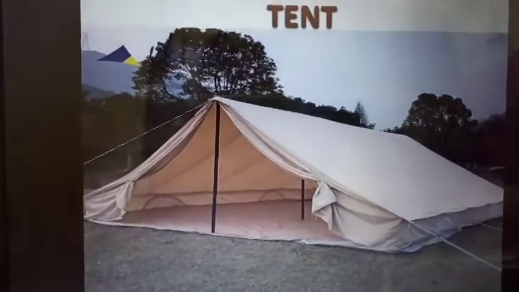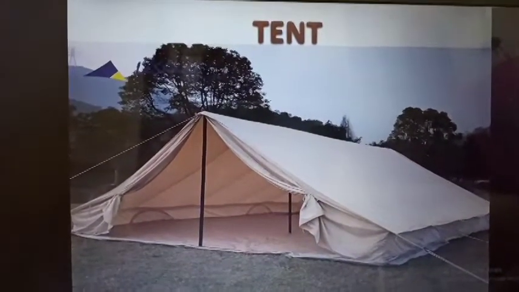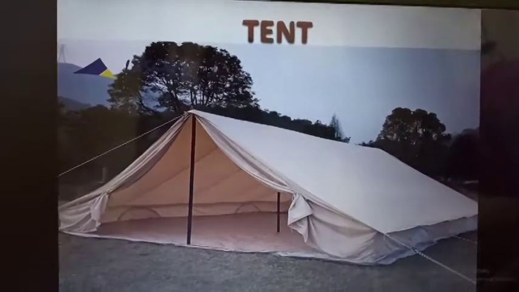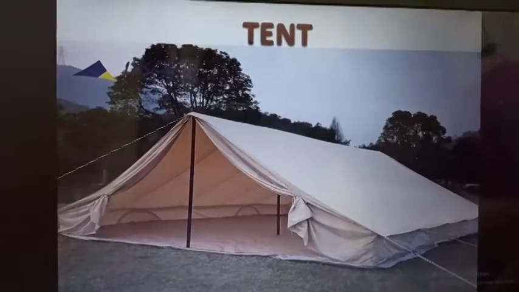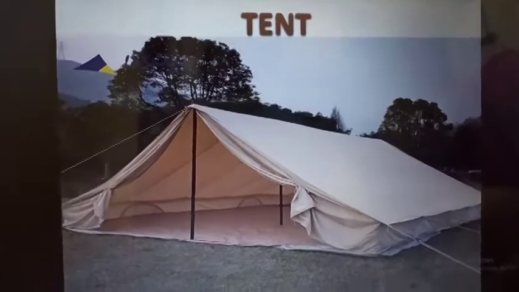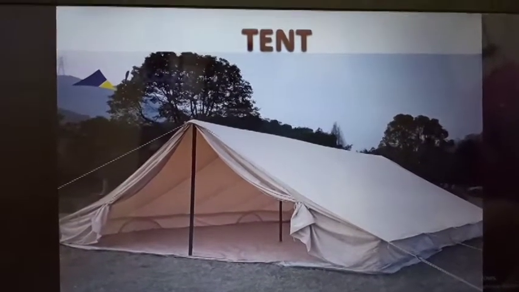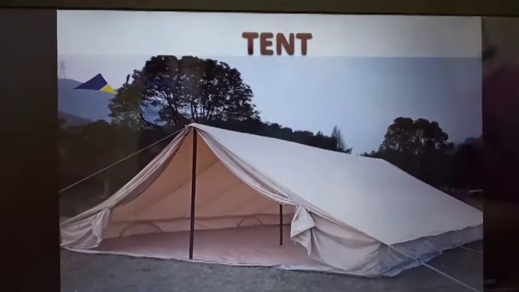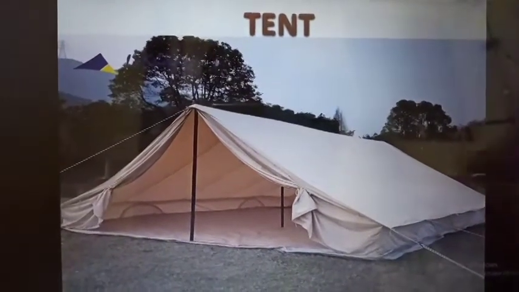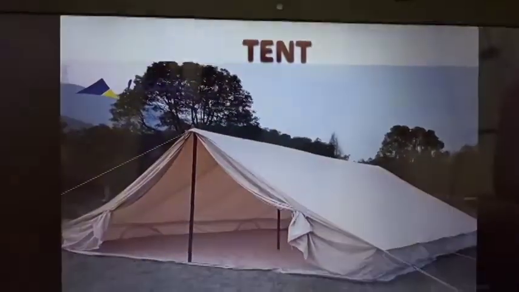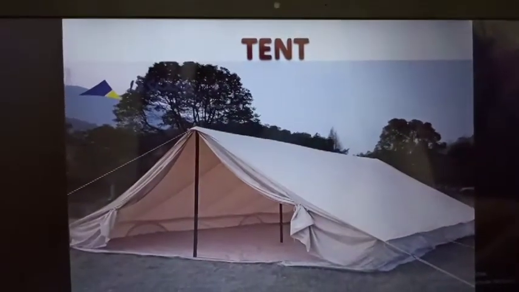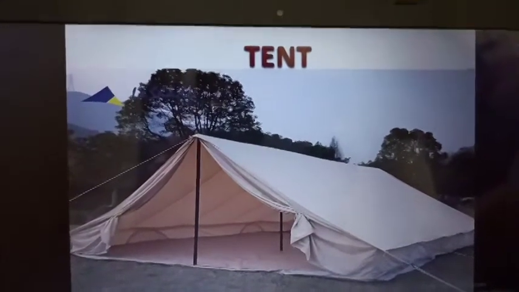This is also a temporary kind of house, and when army persons or other people go for a camp in the mountain areas or in some forest areas for some period of time, they live in these tents. They can be easily folded, and that's why we call it a tent. Okay children, after we read about the tent, then we will see another picture.